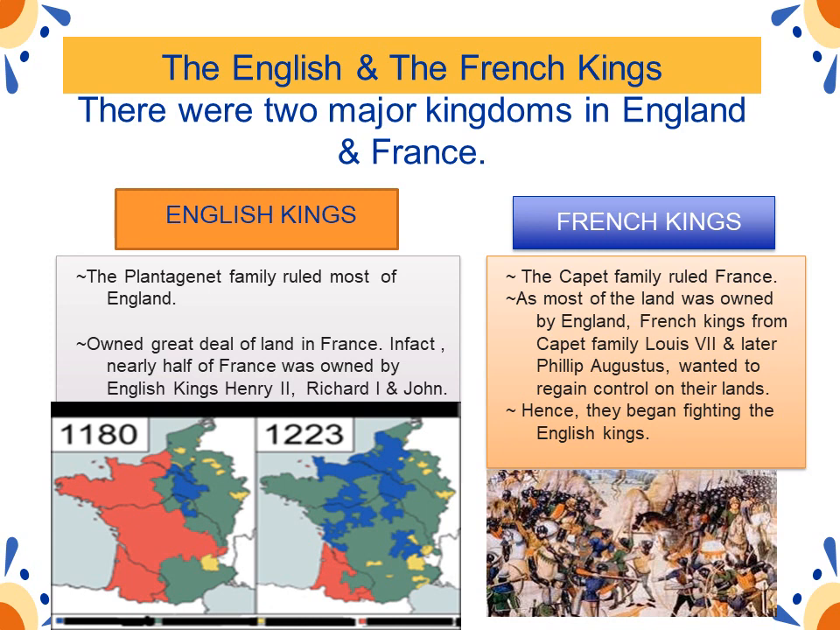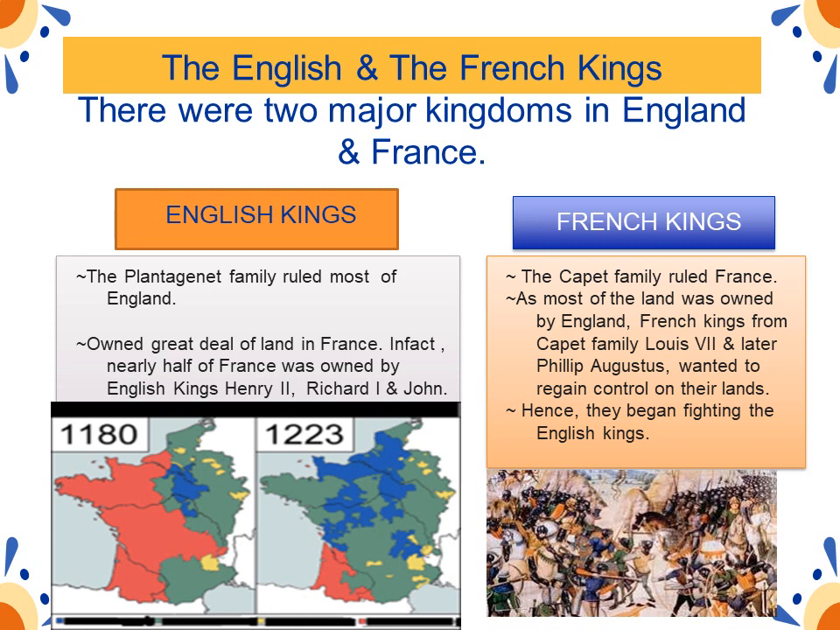Obviously, when a country is being taken over by another country, and most of its parts are under the control of the other country, it is going to lead to rivalry and conflict. The same thing happened over here. The French kings belonged to the Capet family, which ruled France, as most of the land was owned by England and not by the French kings from the Capet family. This led to a conflict between the two countries.